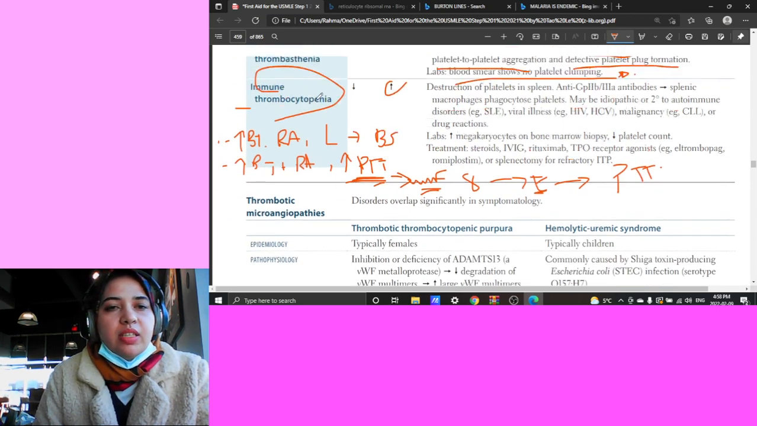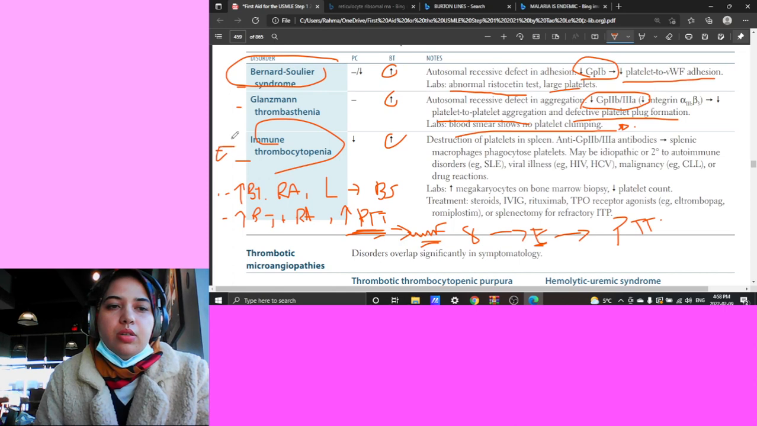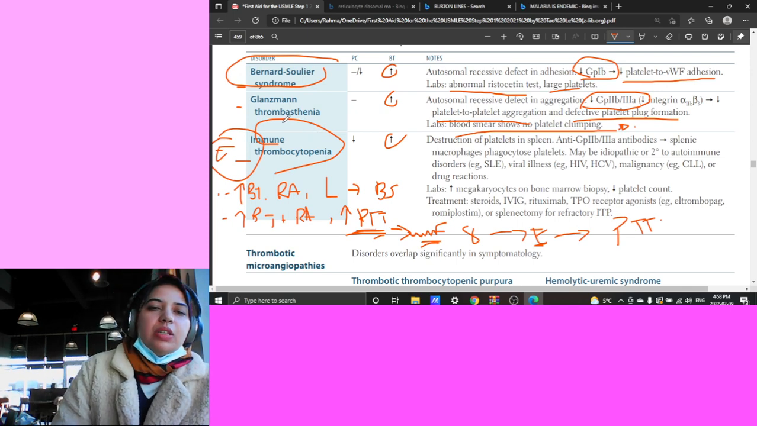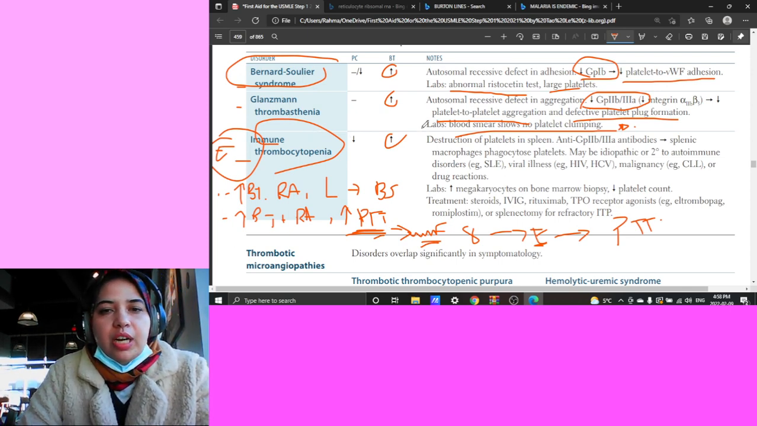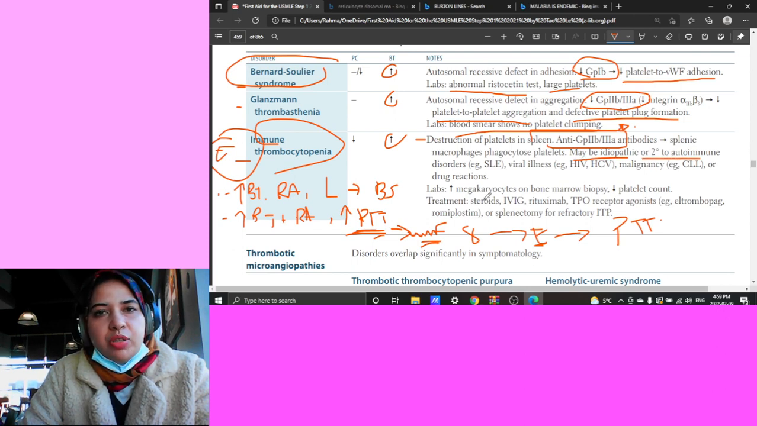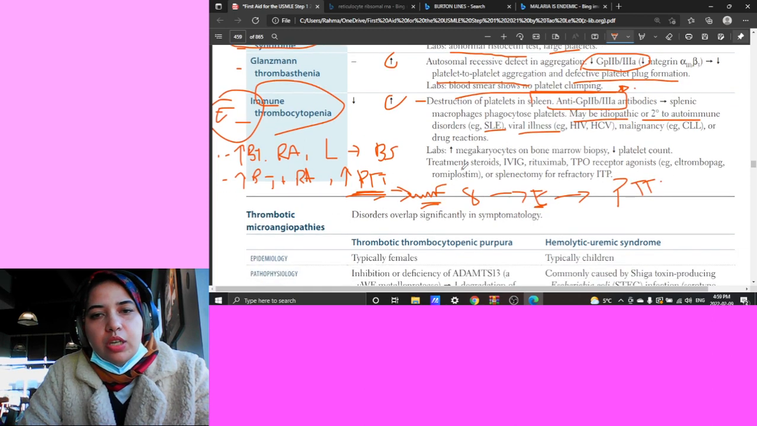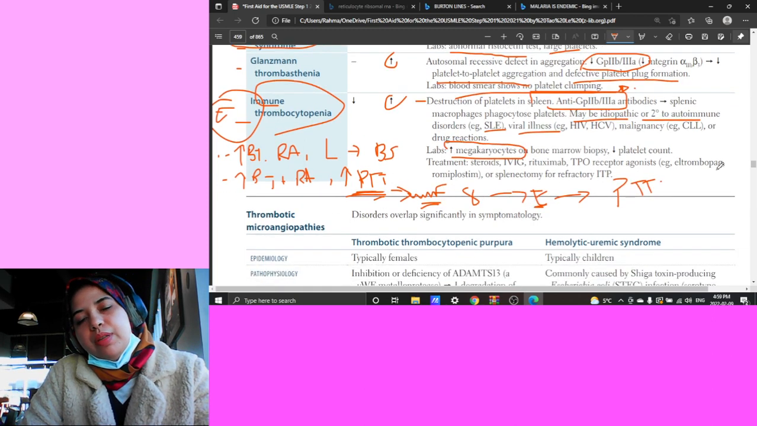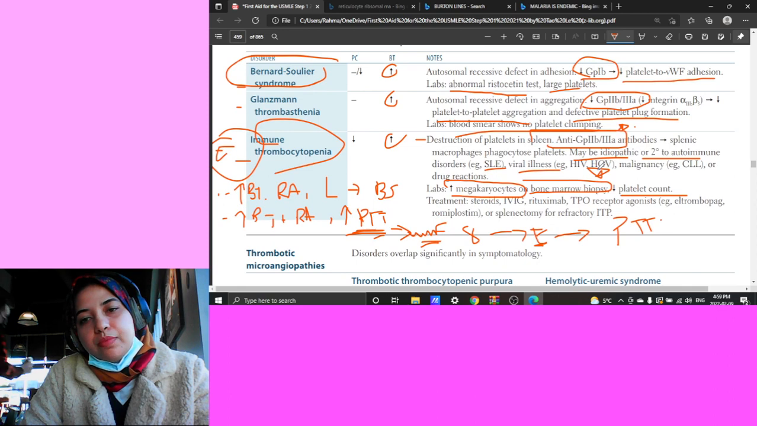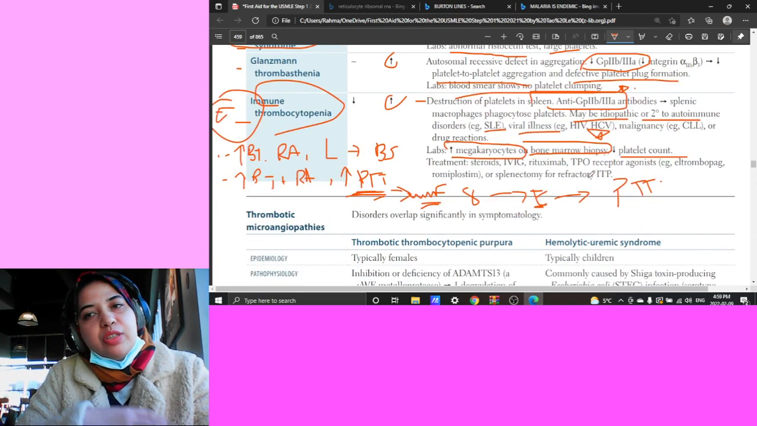ITP is the diagnosis of age. We studied this well for Step 2 or during your pediatric rotation. Remember, ITP is a diagnosis of exclusion. You're going to have destruction of the platelets because they have anti-2B3A antibodies. So the spleen starts to destroy the platelets on its own. It may be idiopathic, most commonly, or secondary to an autoimmune disorder like SLE or viral illnesses. You're also going to have very large platelets on bone marrow biopsy and decreased platelet counts. So large platelets on bone marrow biopsy, it's going to be ITP, and you've excluded everything else.